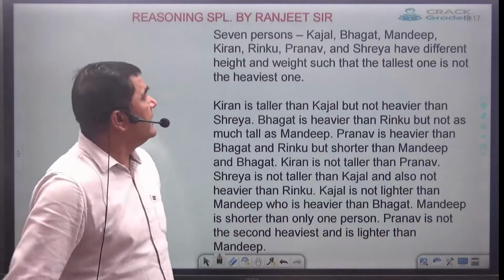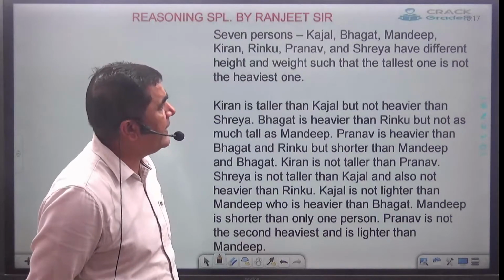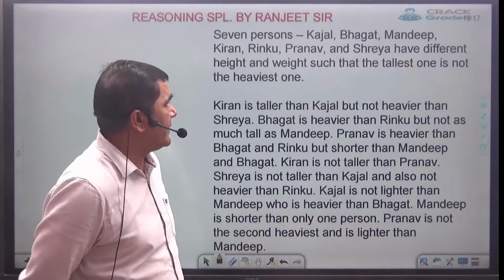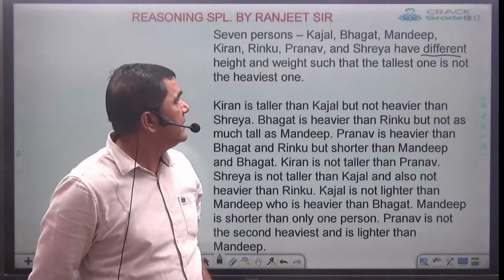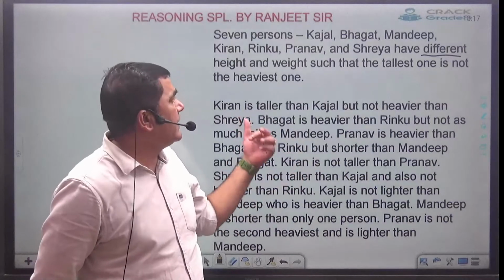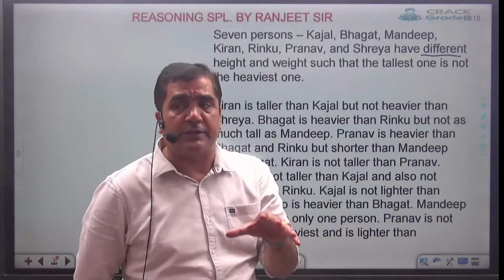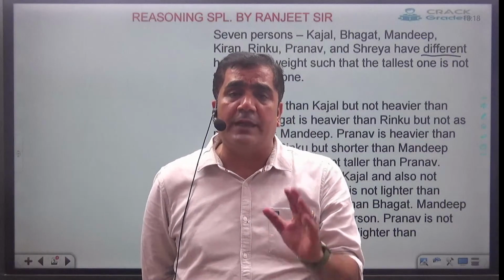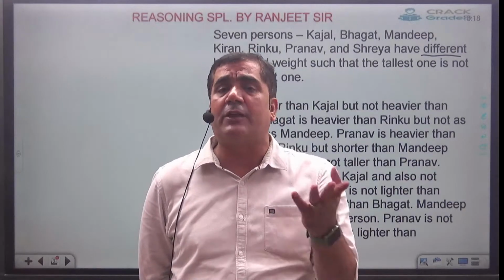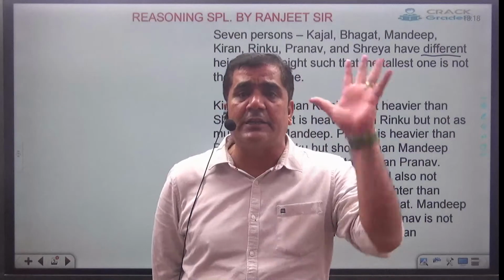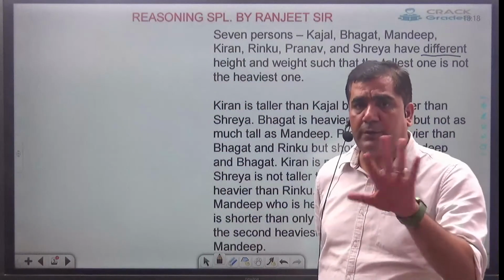See here what they are saying: 7 persons, Kajal, Bhagat, Mandeep, Kiran, Rinku, Pranav and Shreya, have different heights and weights. All will have different heights and they all will have different weights, such that the tallest one is not the heaviest one. Additional to that, they have given one condition, that the tallest person cannot be the heaviest one. The same person cannot be the tallest and the heaviest. So this is the condition they have given. In this one they are talking about 7 persons.